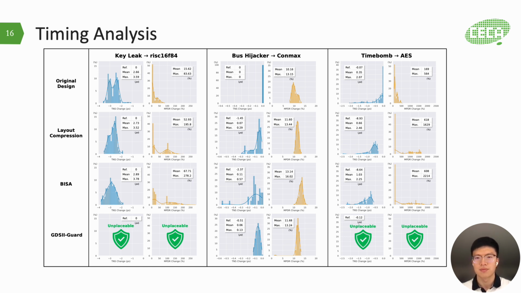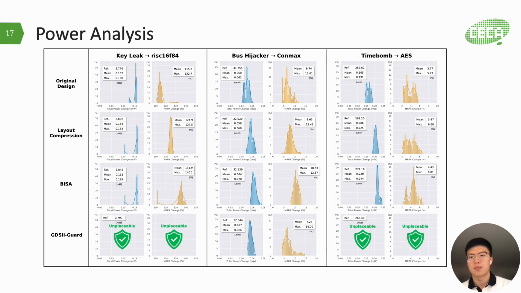As for power analysis, the results show similar variation relationships with timing. The more difficult the Trojan is to place and route, the more power will be consumed, given longer routing distances and added buffers for timing closure.